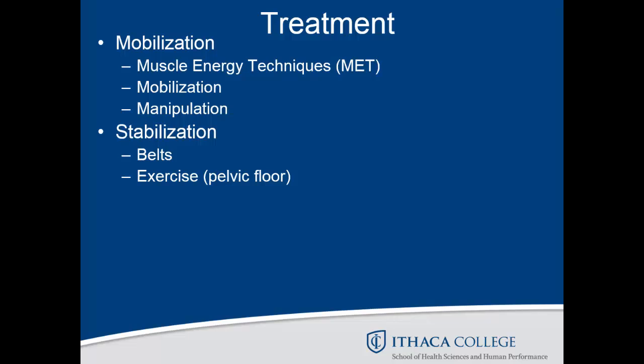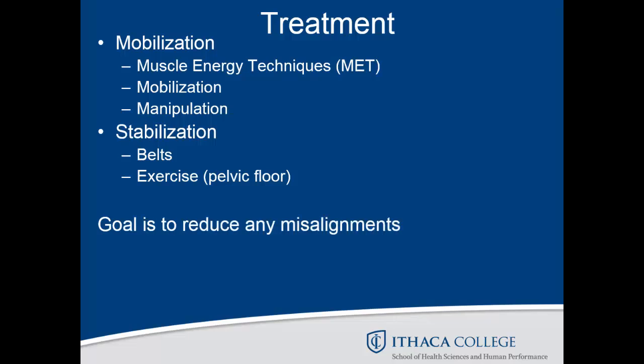Or stabilization. And so, again, we can conclude treatment-based classification. This person either needs to move more or, in the second case, move less. They have a hypermobile joint. And so in those cases, we're trying to stabilize things. And we can use external belts. We can do a lot of stabilization exercises, especially exercises related to the pelvic floor, to try and create some stability.